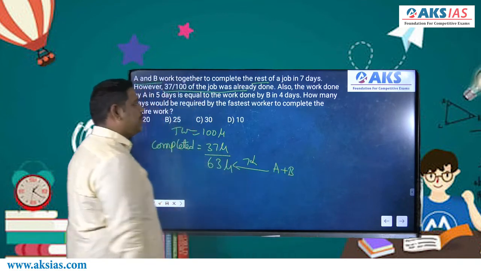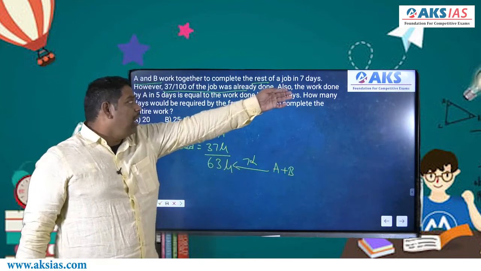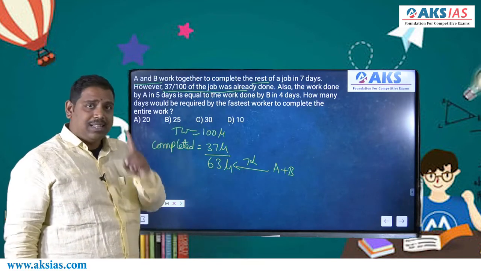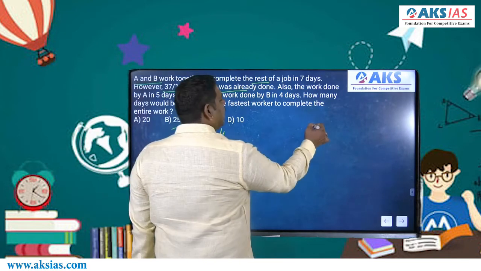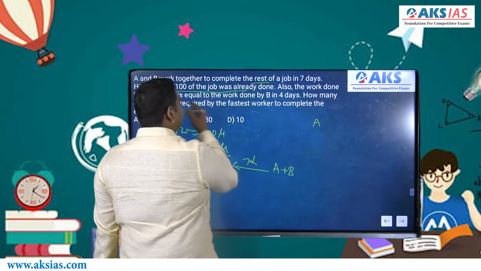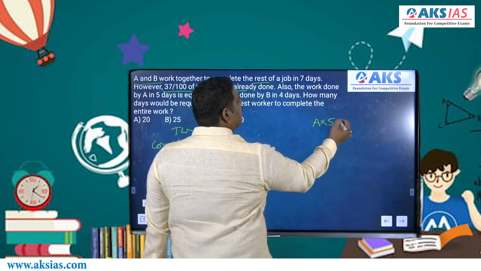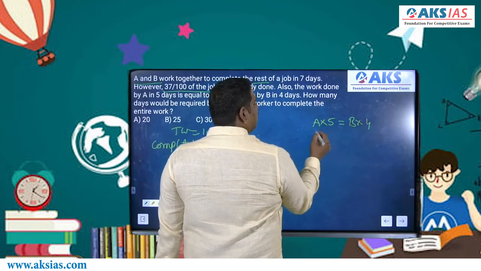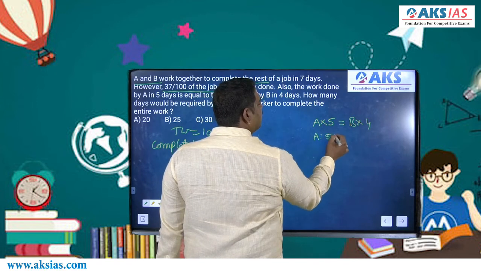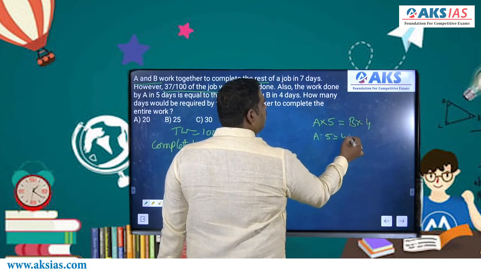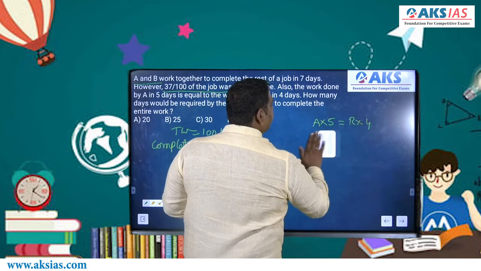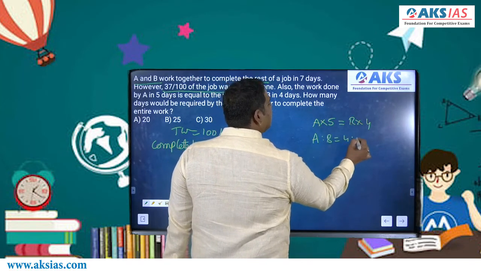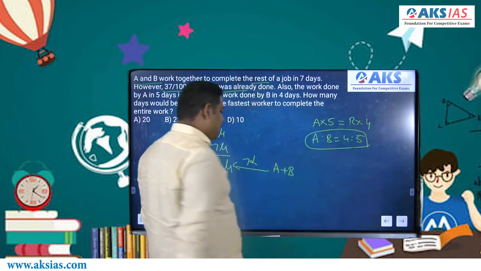Next statement, observe here. Also the work done by A in 5 days is equal to the work done by B in 4 days. So this is important. A into 5 is equal to B into 4. From this I can say that A is to B is equal to 4 is to 5. This is the ratio of their efficiencies.